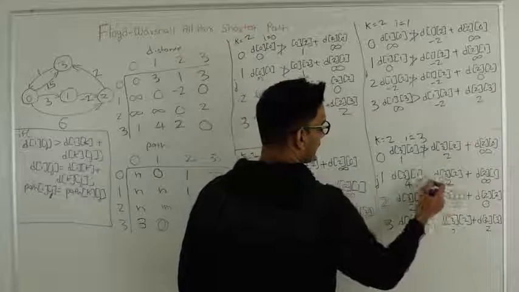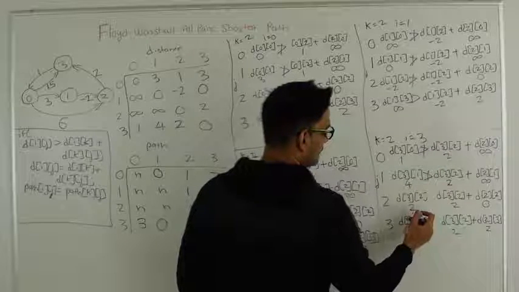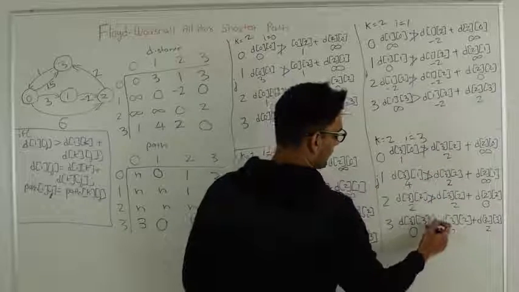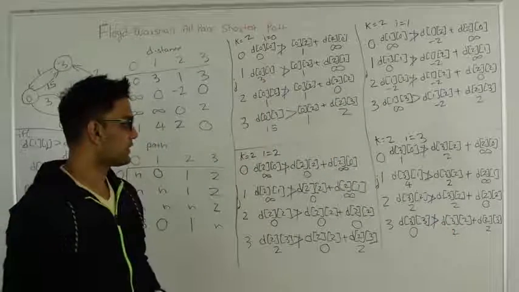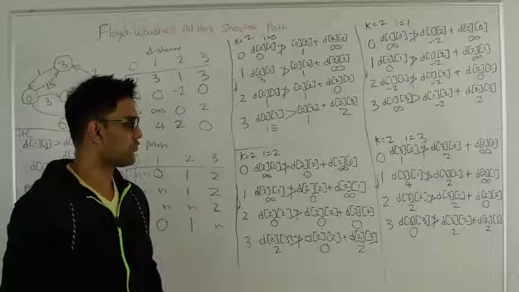No. Is 4 greater than 2 plus infinity? No. Is 2 greater than 2 plus 0? No. Is 0 greater than 2 plus 0? No. So this is how it looks for the k equal to 2 iteration.